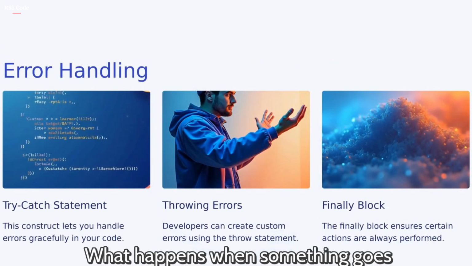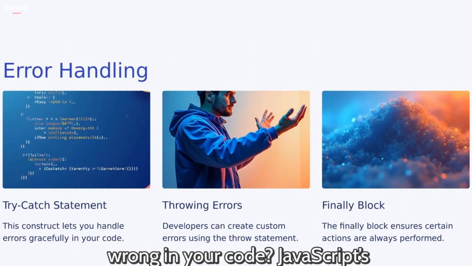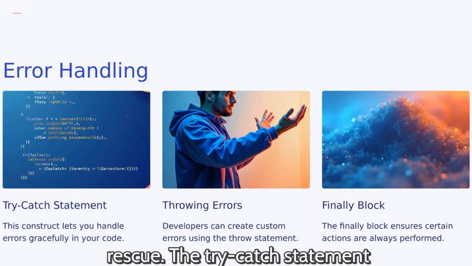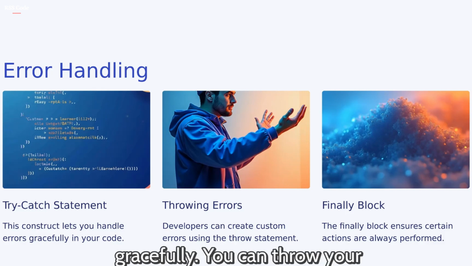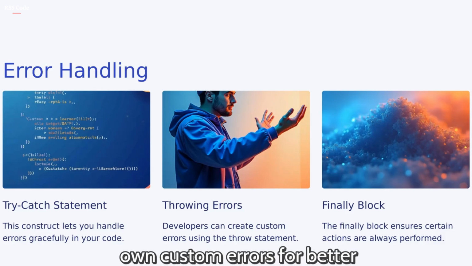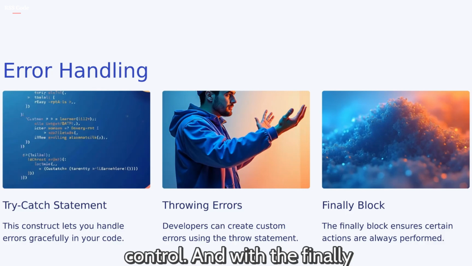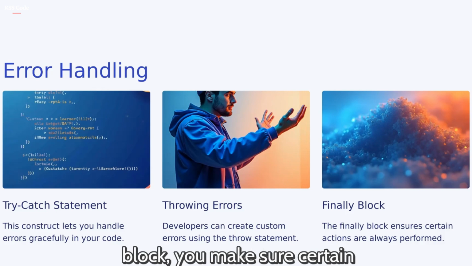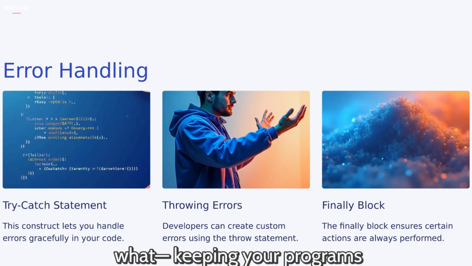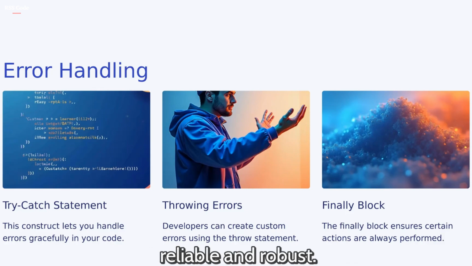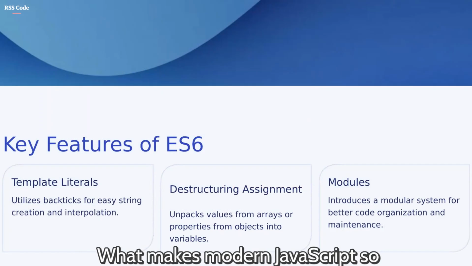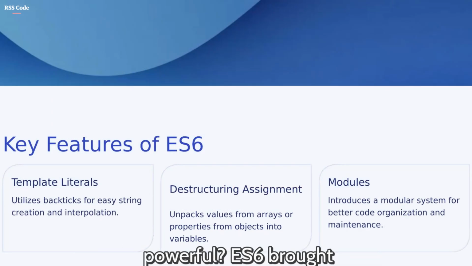What happens when something goes wrong in your code? JavaScript's error handling comes to the rescue. The try-catch statement lets you catch and manage errors gracefully. You can throw your own custom errors for better control. And with the finally block, you make sure certain actions always run, no matter what, keeping your programs reliable and robust.